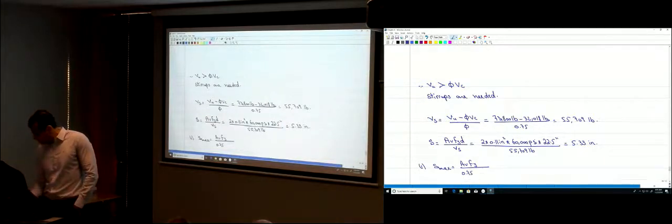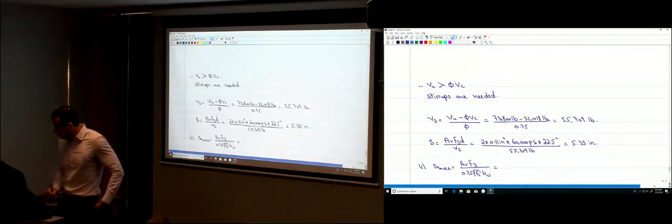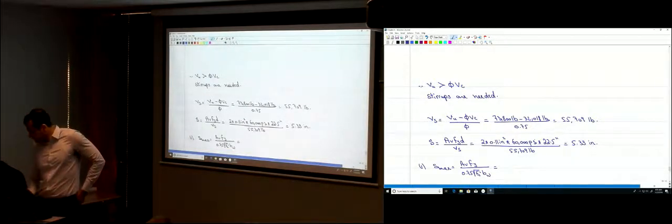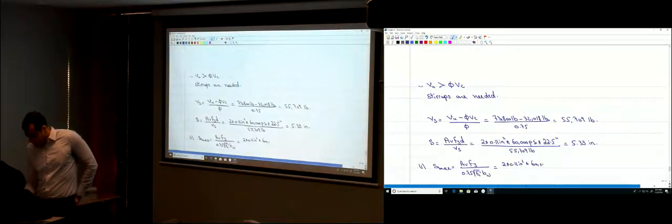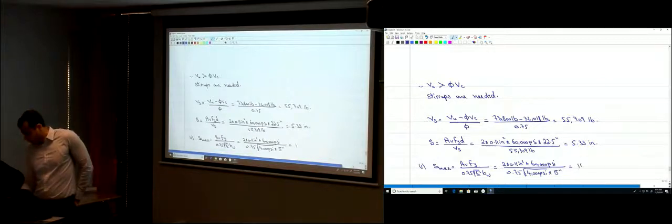It's Av fy divided by 0.75 square root f'c b web. Definitely you don't have to memorize this value. You just have to know where it is in the ACI code. So Av fy divided by 0.75 square root f'c b web. Av is 2 times 0.11 inches squared. fy is 60,000 psi divided by 0.75 square root f'c times b web, the 15 inches. So I have 18.55 inches.